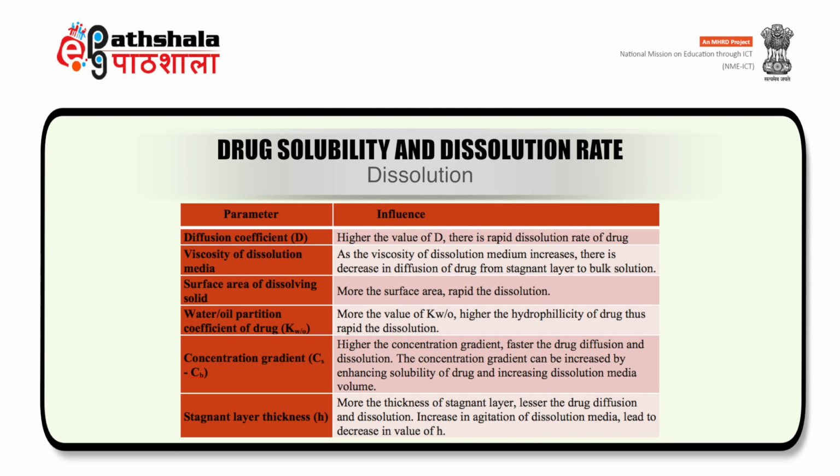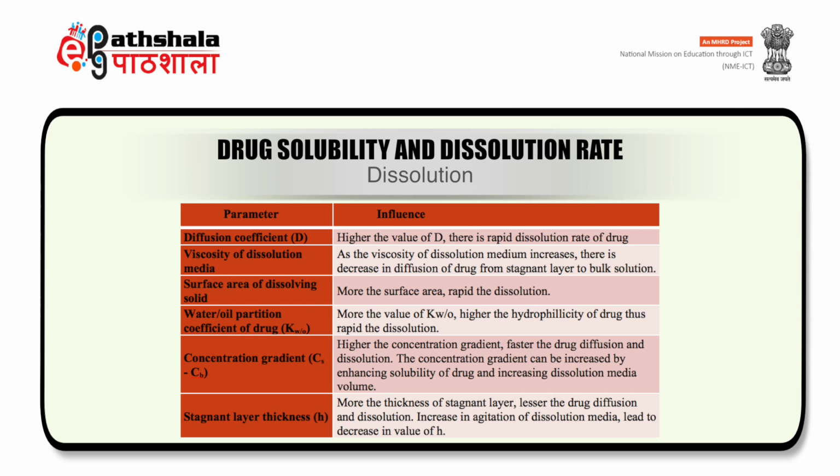The first parameter is the diffusion coefficient, which is represented as D. Higher the value of D, there is a rapid dissolution rate of the drug. The second parameter is the viscosity of the dissolution medium. As the viscosity of the dissolution medium increases, there is a decrease in the diffusion of the drug from the stagnant layer to the bulk solution. The third is the surface area of the dissolving solid. More the surface area, rapid is the dissolution. Surface area of the solid can be enhanced by micronization of the drug. The next is the water-oil partition coefficient of the drug. More the value of the partition coefficient, higher the hydrophilicity of the drug, thus rapid is the dissolution. The next is the concentration gradient.